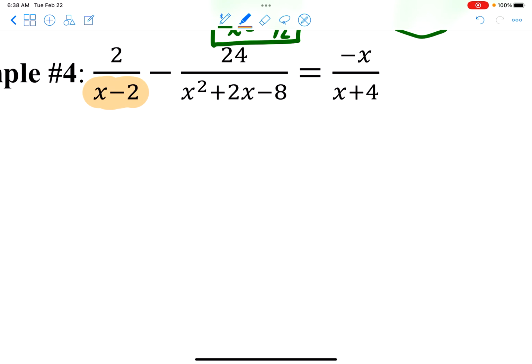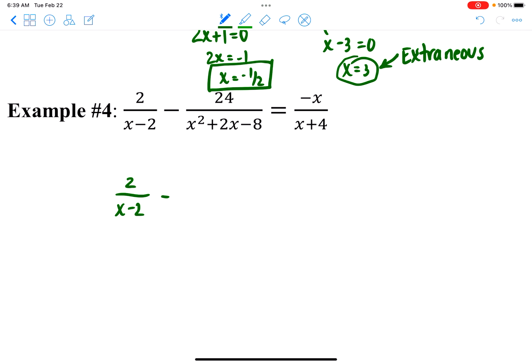Again, see how we have x minus 2 and x plus 4? I'm going to assume, hopefully, that this right here is probably the product of those two. Okay, so what we have here is 2 over x minus 2 minus 24 over, let's just double check, make sure this factors. Is this actually x plus 4 times x minus 2?